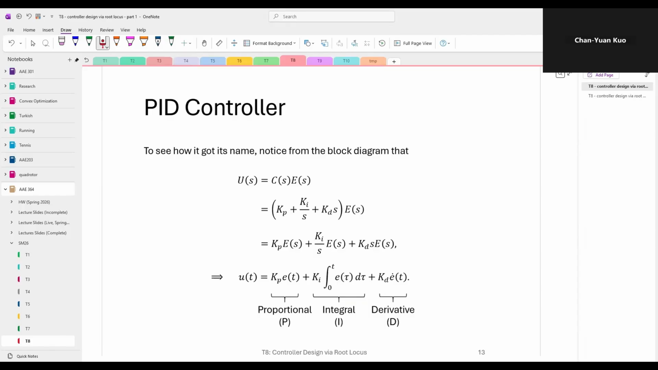And as you can see, the first term is proportional to the current error. The second term integrates all past errors. And the third term takes the derivative of the error. And this is exactly where the name comes from. The proportional term, the integral term, and the derivative term, or simply the PID controller.